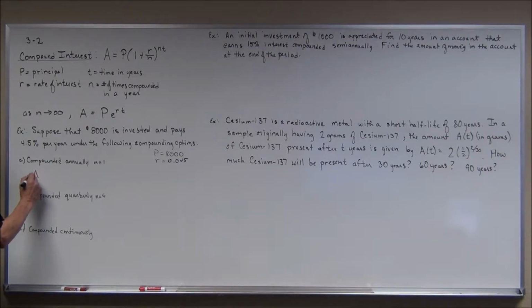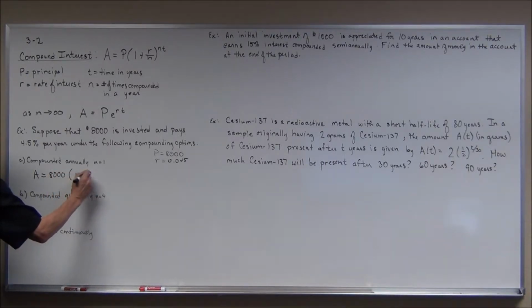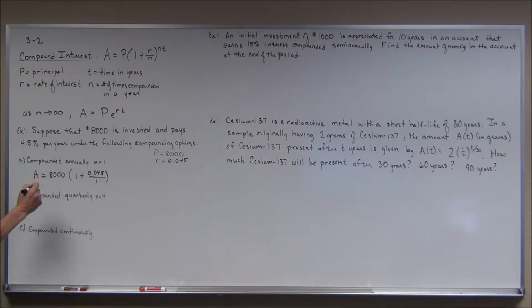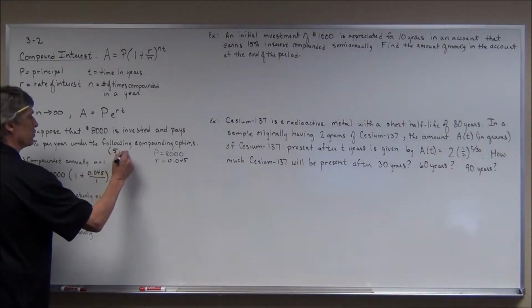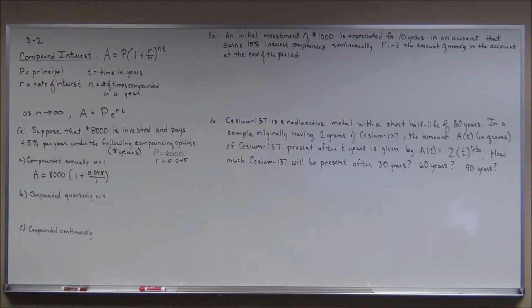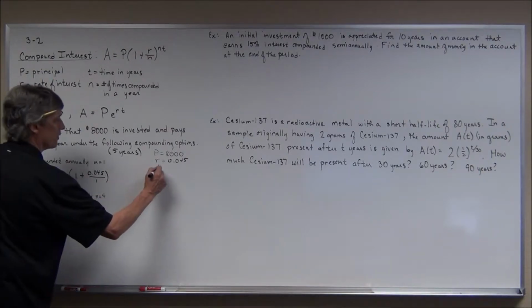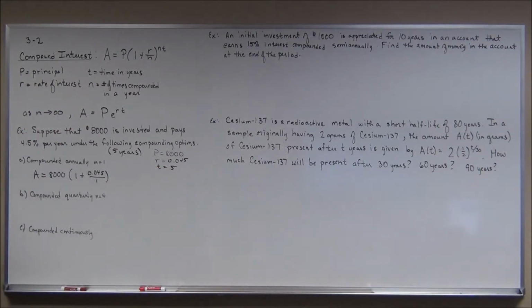So the amount of money in the account is equal to 8,000 times the quantity of 1 plus 0.045 divided by 1. Now remember, this is for T years. I tell you what, why don't we say 5 years? I should probably add that in. So it's being in this account for 5 years, and we're going to figure out how much is in there. So we're going to let T be 5. That would make the problem a little more interesting.